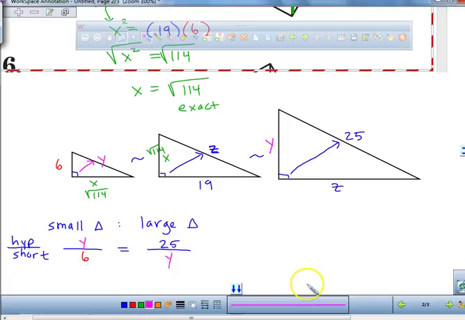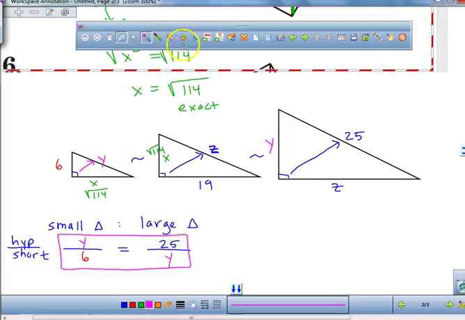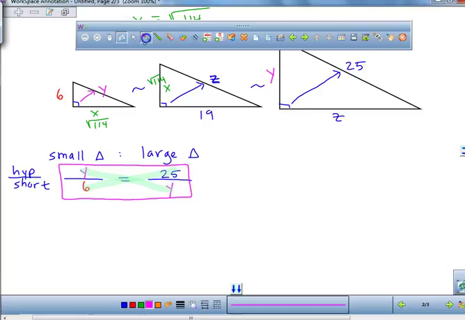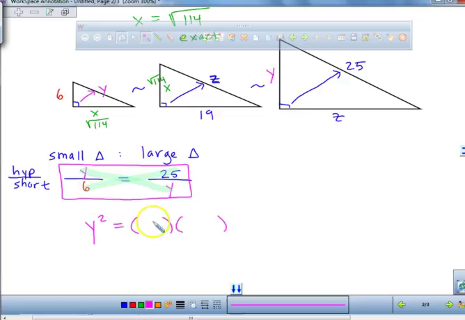This is a proportion that we set up just comparing which two triangles? The small triangle to the large triangle, right. And we compared the what? The hypotenuse over the short equals the hypotenuse over the short. So that's why I'm labeling this. So what I'd like you to do right now is take this information, and let's cross multiply. We're going to take our cross products. Y squared. Okay, we're going to write y squared equals the product of what two numbers? 6 and what? 25. Yes, it's 150, but I'm not going to write 150.